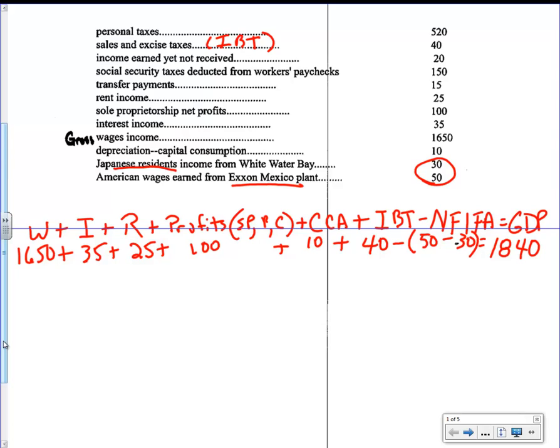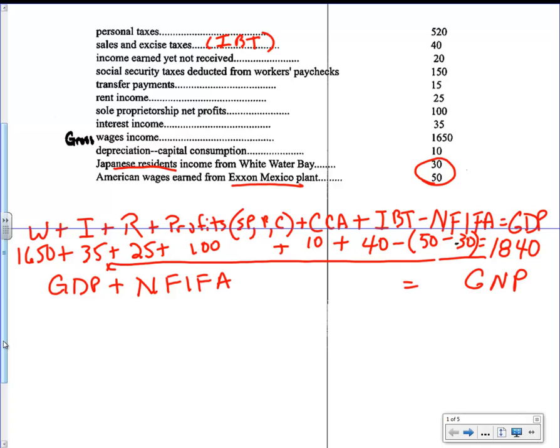From that, we're going to find the gross national product. The gross national product will take our gross domestic product and add back the net factor income from abroad, and that will arrive at gross national product. Okay, gross domestic product was calculated at $1,840, and we're going to add back the net factor income from abroad that we calculated in the previous formula. Once that happens, we'll come out with $1,860.